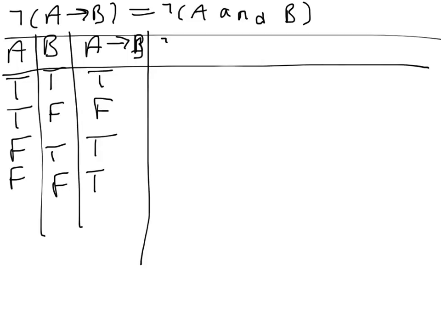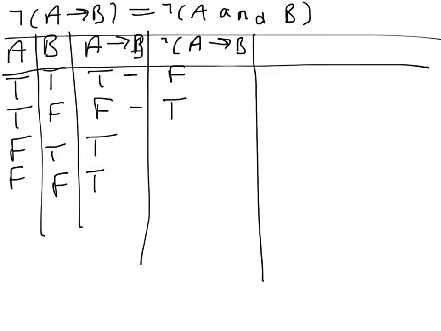Next, we're going to have the negation of A implies B. The negation is the total opposite of what the original statement is. So where A implies B is true, it's going to be false. Where it's false, it's going to be true. Where it's true, it's going to be false. Once again, where it's true, it's going to be false. So this is one part of the question.